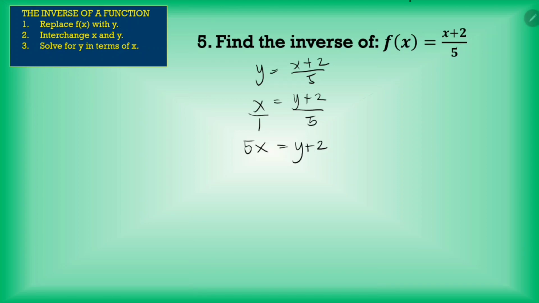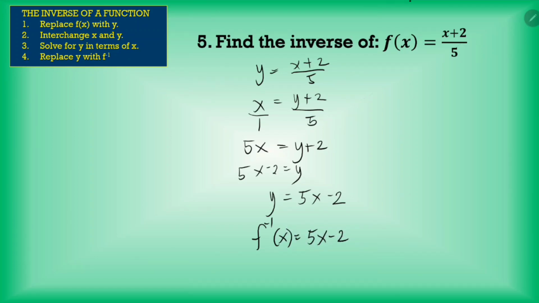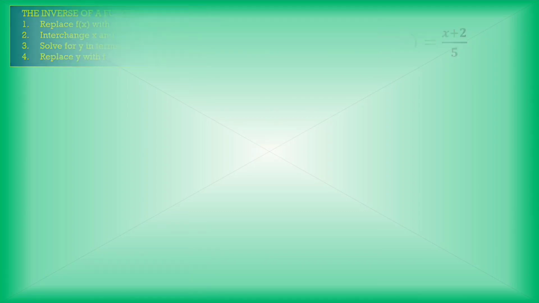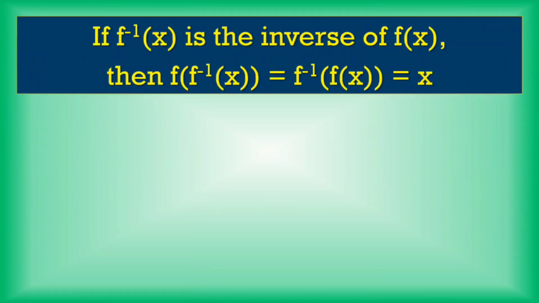So, we can now solve for y in terms of x. Or, we have y equals 5x minus 2. And then, the last part is to replace y with f raised to negative 1 of x, 5x minus 2. So, kailangan natin i-verify kung tama yung sagot natin. So, ang ating f of x is equal to x plus 2 over 5. At ang sagot natin sa inverse niyan ay 5x minus 2.